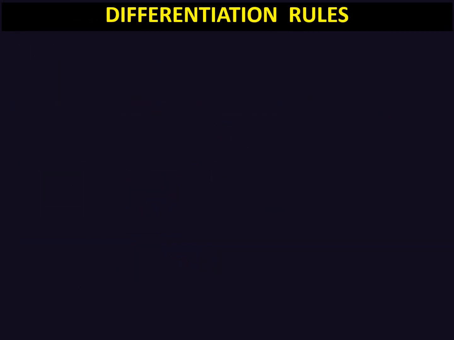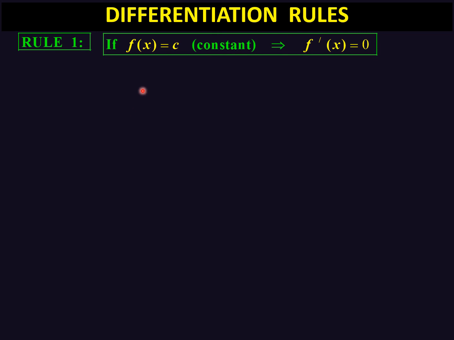Let's look at the rules that we're going to apply. The first rule is, if f of x is a constant, in other words, you have a horizontal line, the gradient of a horizontal line is always equal to 0. Okay, so if I have f of x equal to 20, the derivative is 0. F of x equal to 2000, the derivative is 0. F of x equal to pi, the derivative is 0.